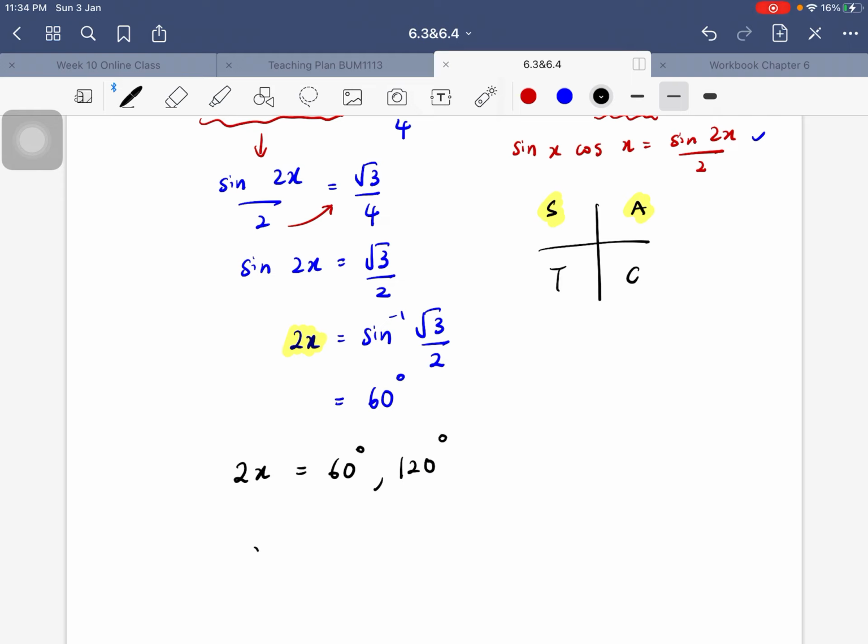And when I want to know what x is, all I have to do is divide this by 2. So my x value is 60 divided by 2, that will be 30 degrees. 120 divided by 2, that is going to be 60 degrees. But the thing is that we have a limitation that states that our x value should be between 0 and 360 degrees.